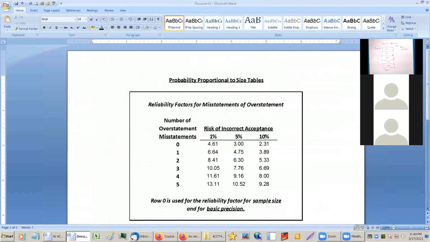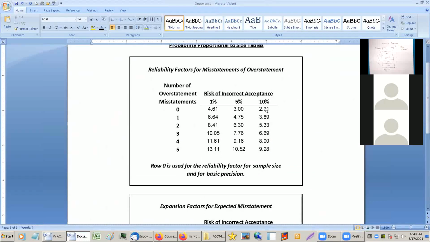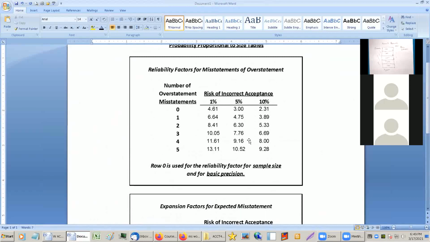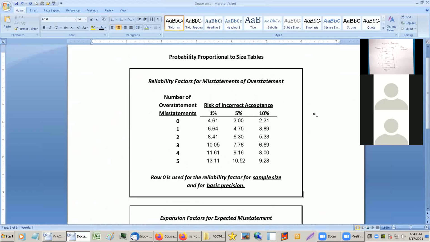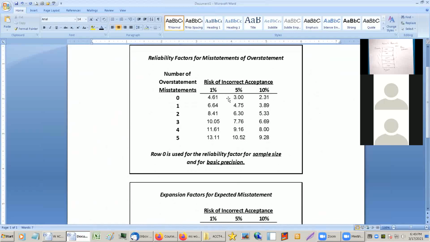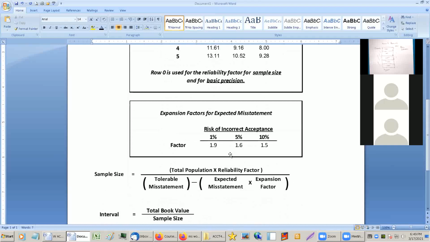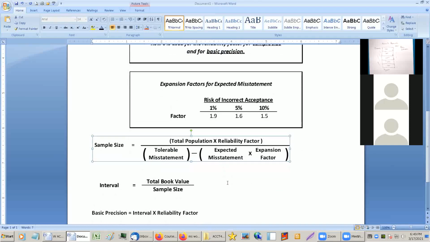Okay, so let's take a look at this here. Reliability factors for misstatements and overstatements. So there's actually going to be 2 tables that we are going to use. There's this one, the reliability factor one. This is the one that's used the most. This is the one that you're going to learn to hate. No, I'm kidding. But this is the one that we use for most of the stuff. Expansion factors, we only use this to get the sample size. And here's the sample size computation.